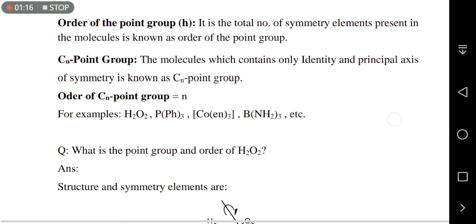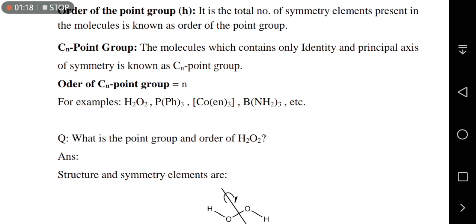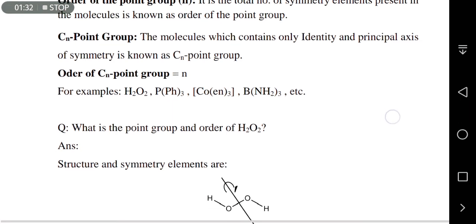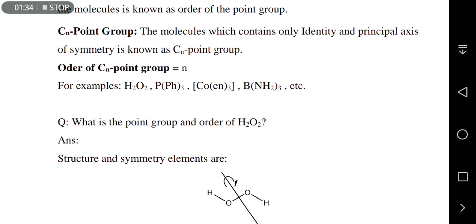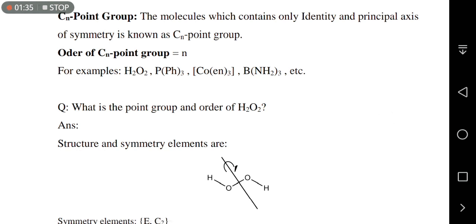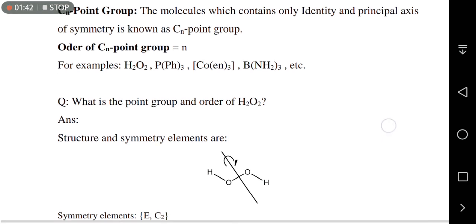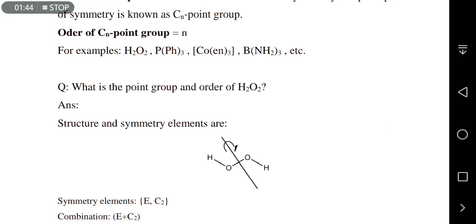So let's start. What is the Cn point group? The molecule which contains only identity and the principal axis of symmetry is known as the Cn point group. If a molecule has identity and a principal axis of symmetry, then the point group will be Cn. So what is the order of the Cn point group? n. For example, H2O2, PPh3, Co(en)3, B(NH2)3, etc. Can you draw the structure of H2O2? Yes, you can do it by yourself.